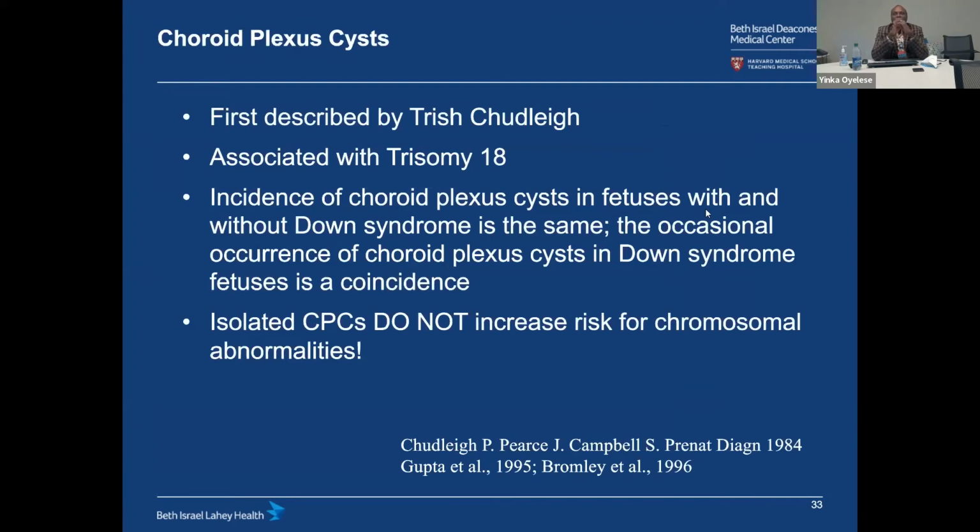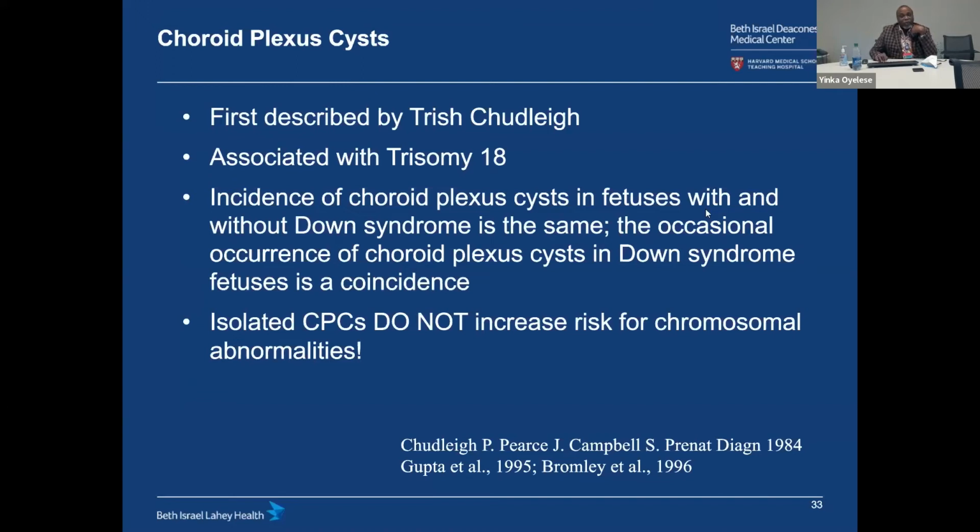Let's go quickly to choroid plexus cysts. Choroid plexus cysts were discovered first by our sonographer in London, Trish Chudley, in 1984, when I didn't work there at that time, but she was the lead sonographer. And later it was thought to be associated with trisomy 18. However, something very important, choroid plexus cysts do not increase the risk for Down syndrome, ever. And isolated choroid plexus cysts do not increase the risk for chromosomal abnormalities.